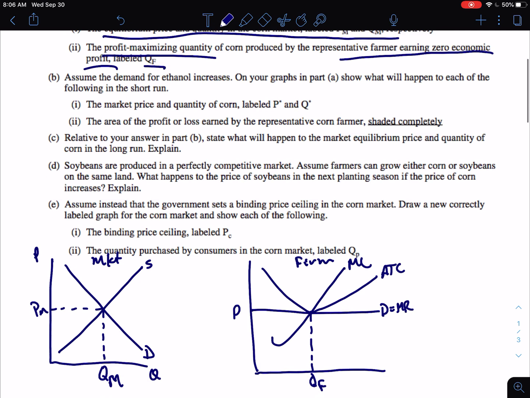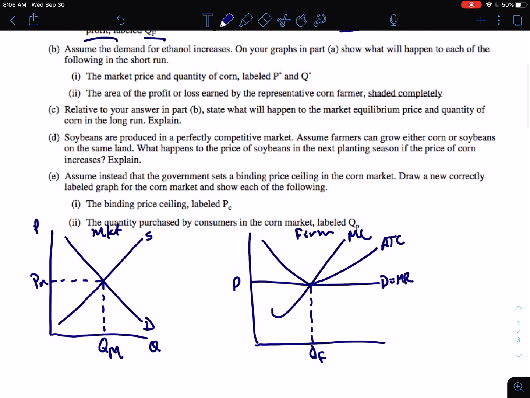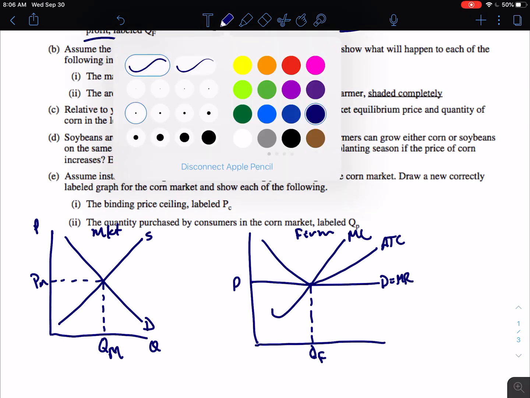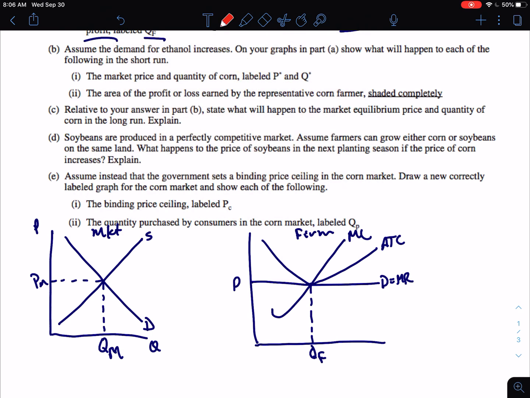Now, assume that the demand for ethanol increases. On your graph in A, let's see what happens. So when demand shifts, I'm going to pick a new color here. We'll do it in red. We get a new demand curve here. So that's D1. Actually, I guess we'll make it D star because they want a new market price to be P star and Q star. So here's Q star, and here is P star. Make that a prettier P.